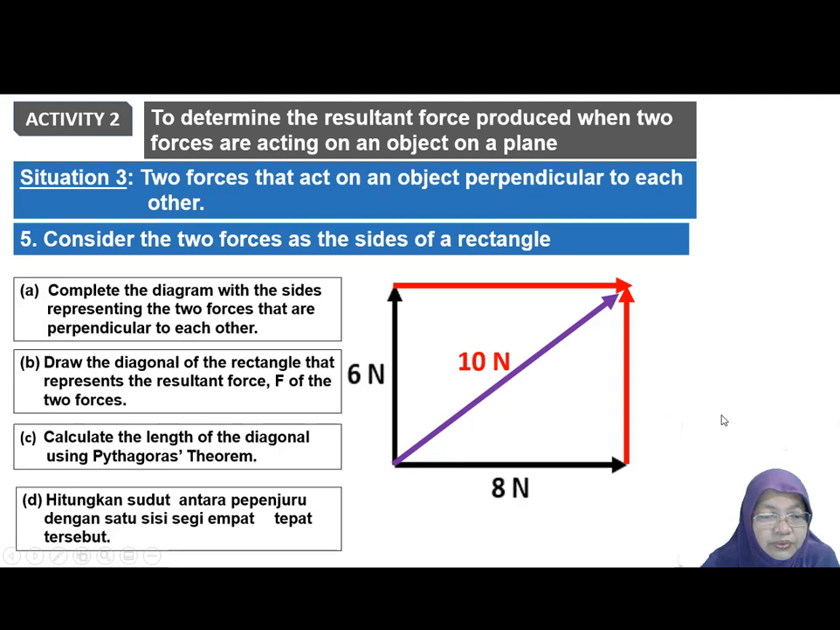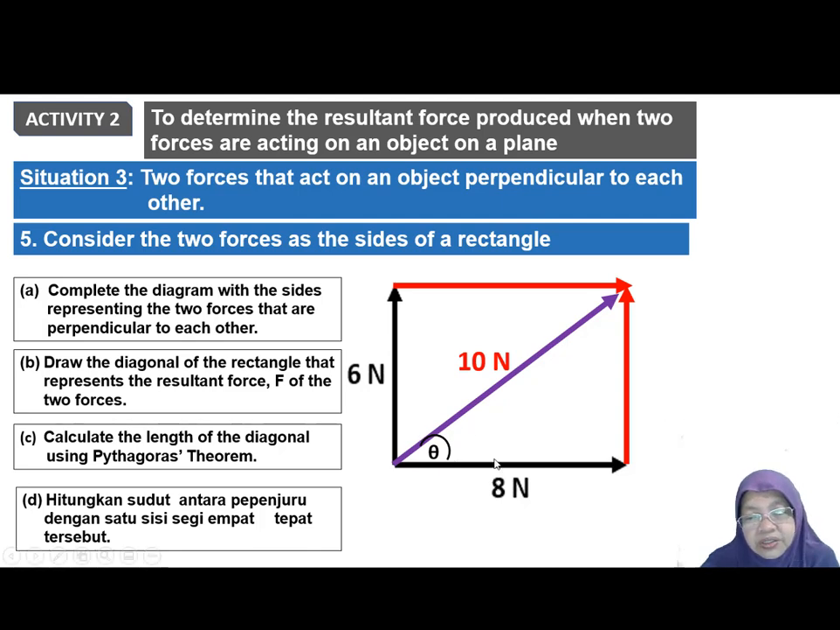Okay, next we have to calculate the angle, because we want to know the resultant force in which direction. So normally we measure the angle. So we can calculate by using sin, cos, tangent, right?